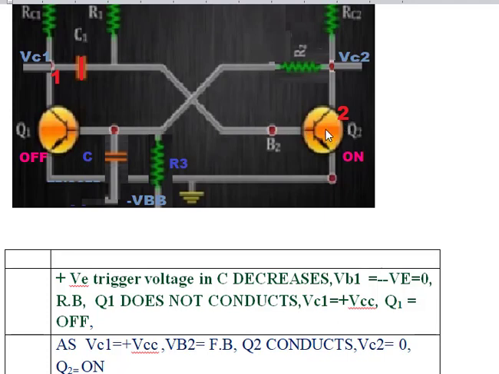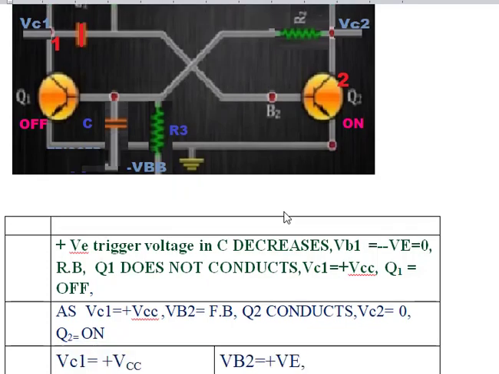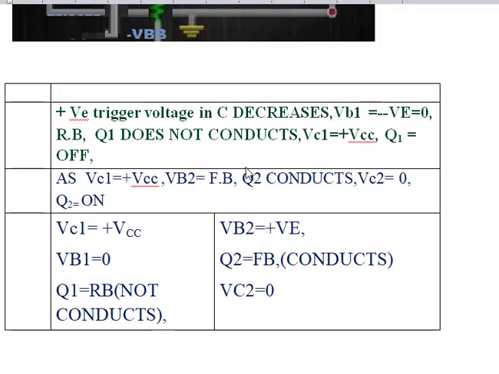When it conducts, VC2 becomes 0. This voltage is applied here, so it further decreases the bias. It increases the reverse bias of this transistor. So this transistor shifted from on state to off state, and this transistor shifted from off state to on state. So it is given here.